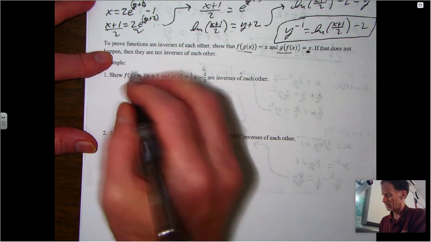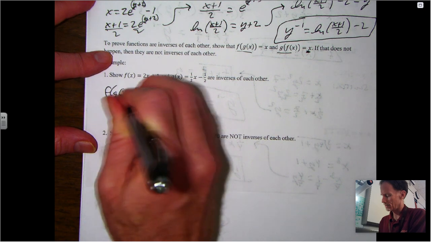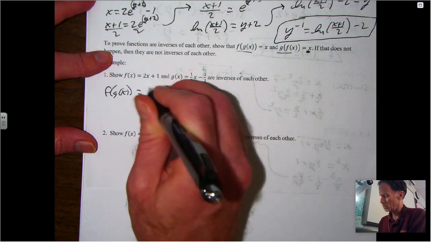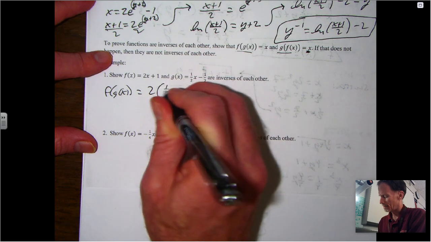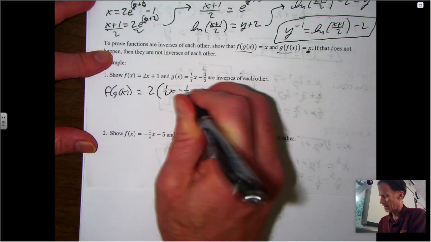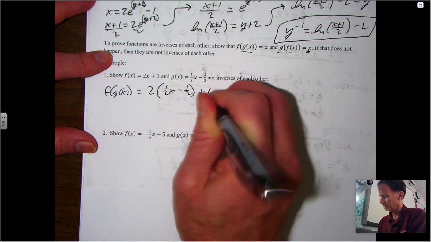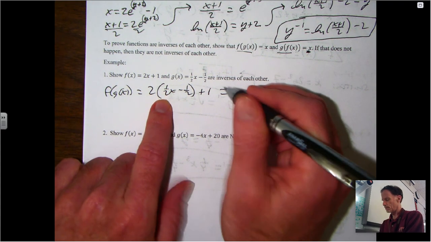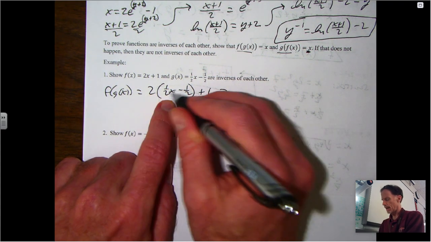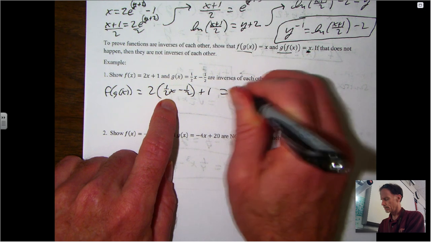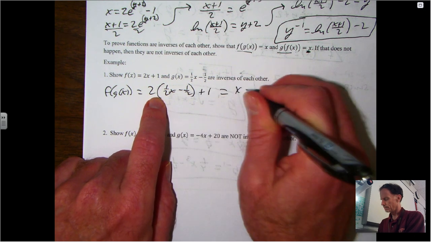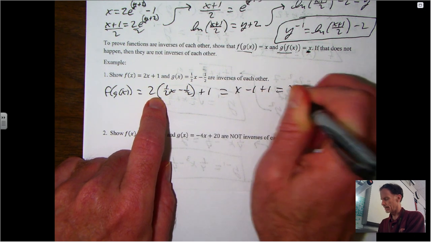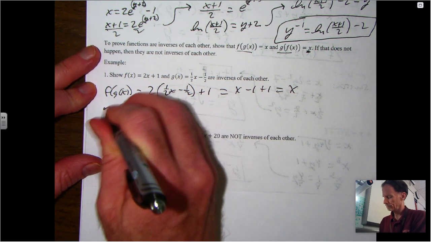Okay, so let's do f of g of x here. F of g of x would be 2 times parentheses 1/2 x minus 1/2, and then plus 1. Distribute that, see what happens. So that's 2 times 1/2 is 1. So that's 1x minus 1 plus 1, and sure enough, that does equal x.